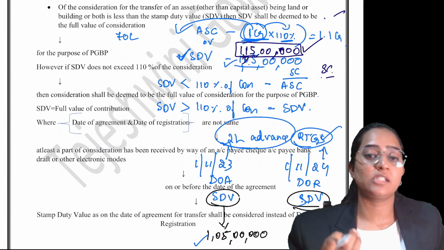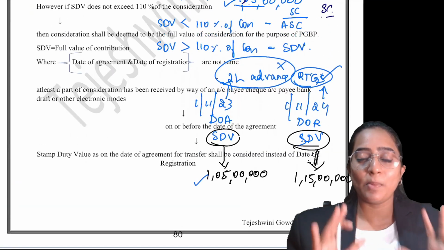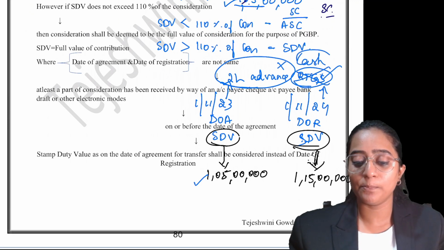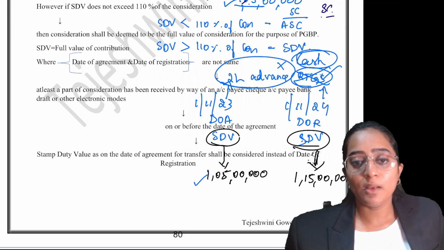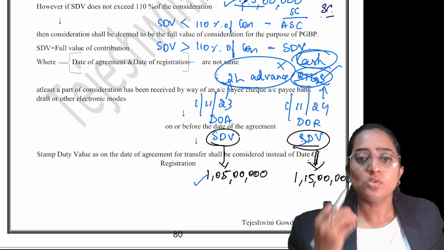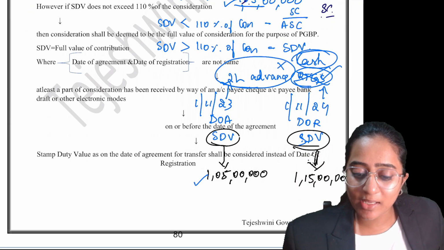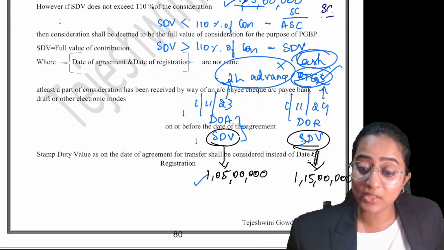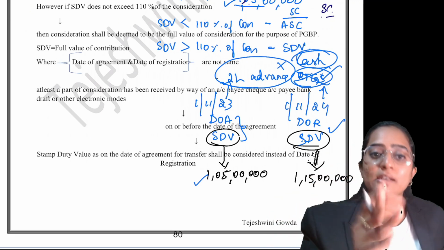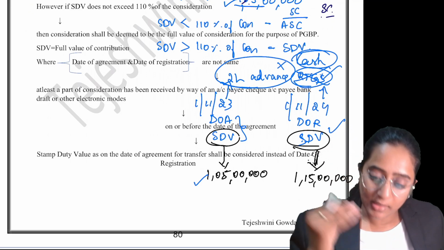Suppose you have not made your advance payment through those modes. Suppose you have paid it in cash. Now you have not complied with the provision. And the intention of the government or the act is to reduce cash transactions as much as possible. So if you reduce cash transactions here, I'll do one thing: you take the SDV on the date of agreement only. It will be less than the date of registration because agreement happens first, registration happens next. Take it as per the date of agreement, everyone.